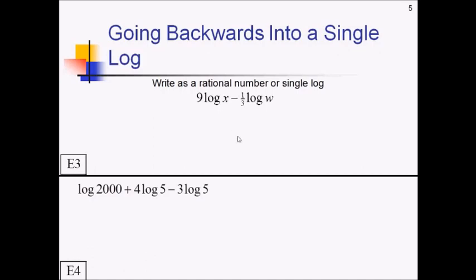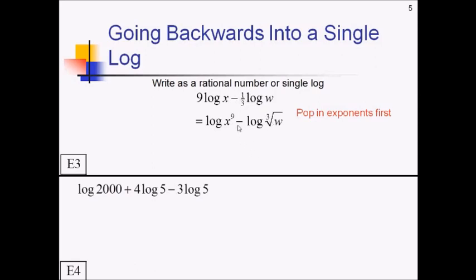So a good strategy to use is to start by popping in the exponents in the beginning. So we're going to have log of x to the 9th minus log of w to the 1/3, which we could also write as log of cube root of w. Next, we're going to deal with the add or subtract by either multiplying or dividing the stuff inside the logs.